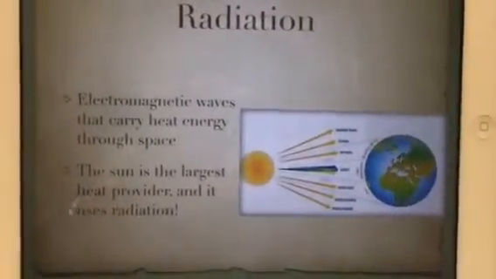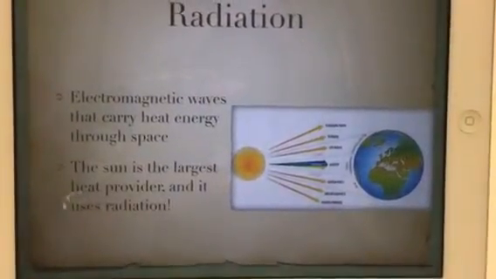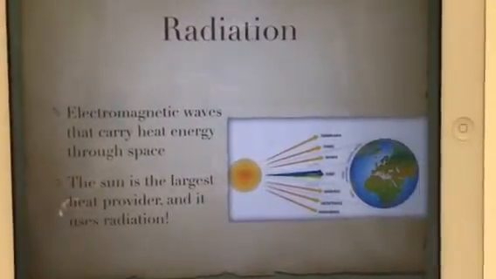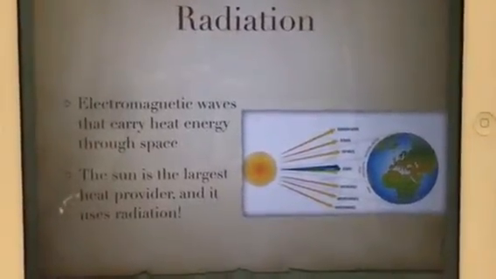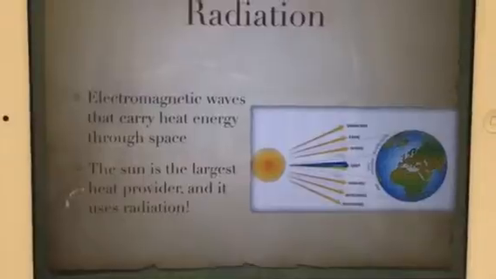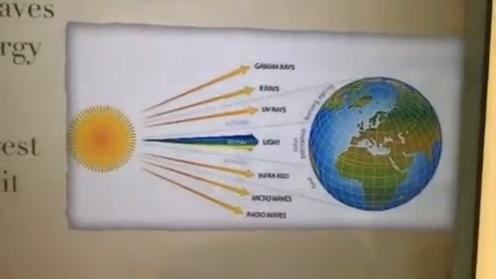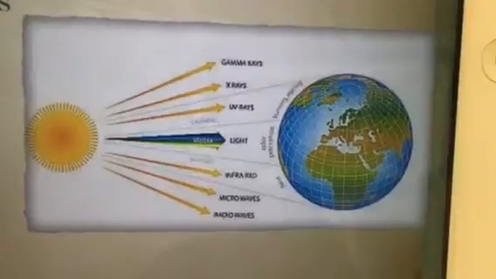And the next thing I want to look at is radiation. Radiation is electromagnetic waves that carry heat energy through space. There are many examples of radiation, but the largest heat provider for our planet is the sun, and it uses radiation. As you see in this picture, the sun emits a large spectrum of sunlight or rays to the earth, and that goes all the way from gamma rays all the way down to radio waves.